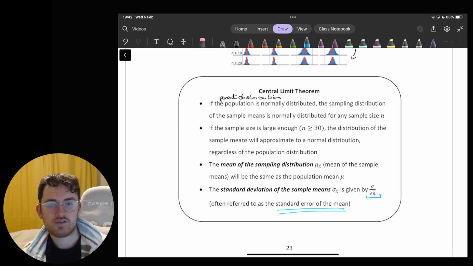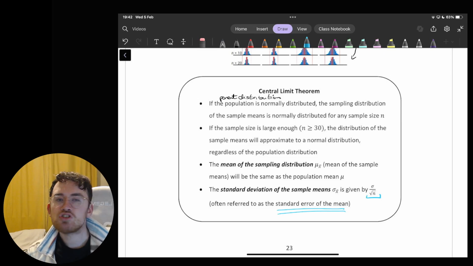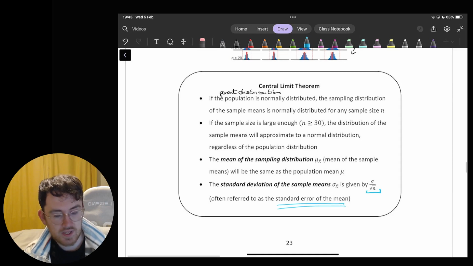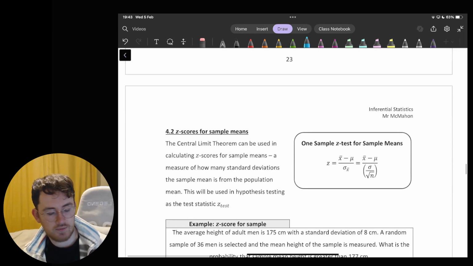So the standard error of the mean, that's going to be your standard deviation for your sample means. It's how far I would expect a sample mean to be from the actual population mean. It kind of falls into a similar idea to your z-scores, which is what we're going to be looking at. But the standard error for sample means is slightly different to just the standard deviation itself from the actual mean value. It has that square root of n, which accounts for the fact that we're working with samples here.